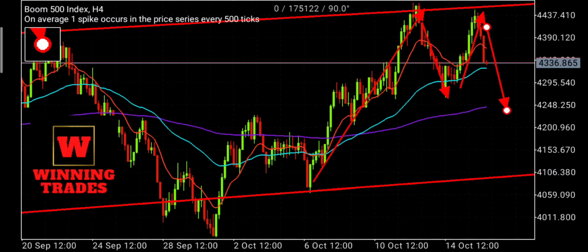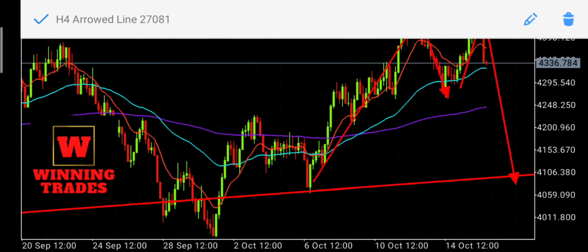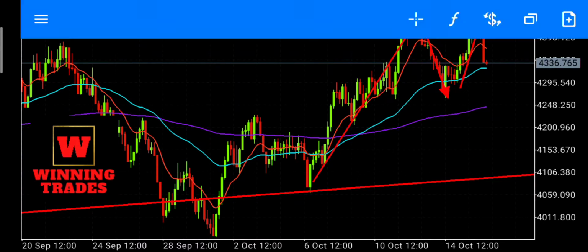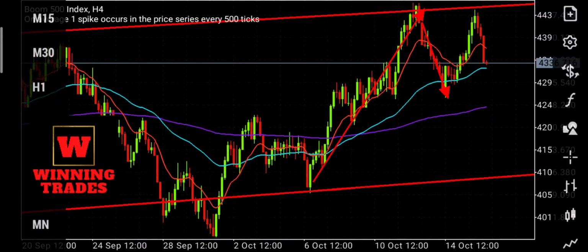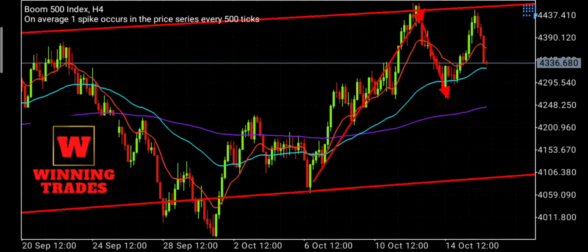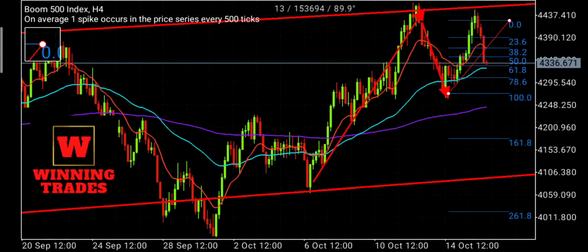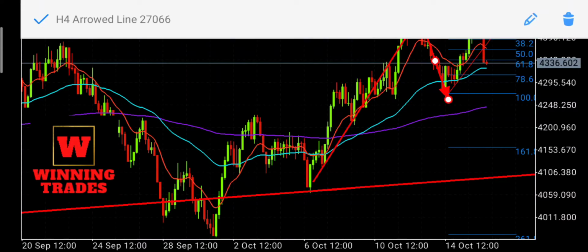So we might likely see price get to this point, and then it might take it down here. Then maybe it can break and go downwards. But for me, I'm looking at a sell for Boom 500 this week. If you bring out the fib, let's look at the fib here. You pick this up from here. Let's see how far this trade might likely go.